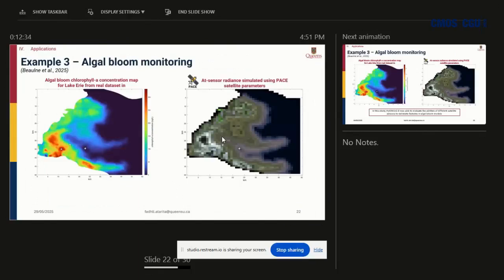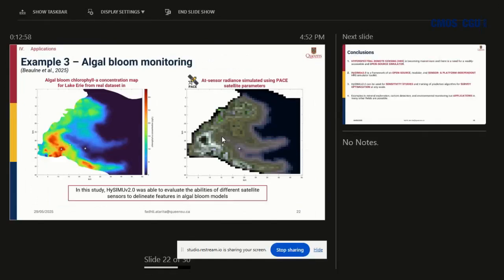The last example is for algal bloom monitoring. This is a study by Bone et al. 2025. I'm not going to go into details about this, but bottom line, the left picture is the algal bloom nowcast model from Lake Erie, from the GLORIA dataset, and this is the simulated radiance image. What this study found was that HiSimu was able to evaluate the abilities of different satellite sensors to delineate features in algal bloom models.